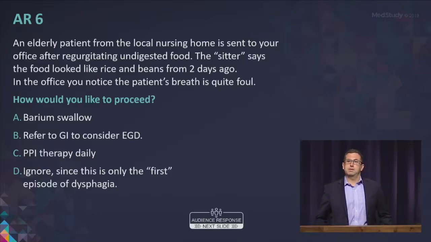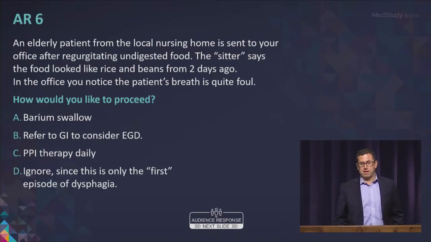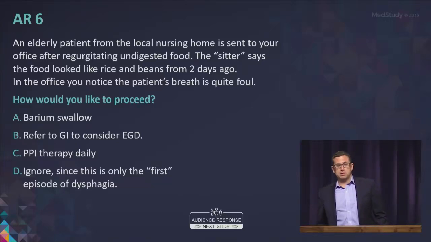Question number 6. An elderly patient from the local nursing home is sent to your office after regurgitating undigested food. The sitter says the food looked like rice and beans, sounds like a New Orleans meal, from 2 days ago. In the office, you notice the patient's breath is quite foul, kind of a key point there. How would you like to proceed? Barium swallow, refer to GI to consider EGD, PPI therapy, or ignore it because it just happened once?